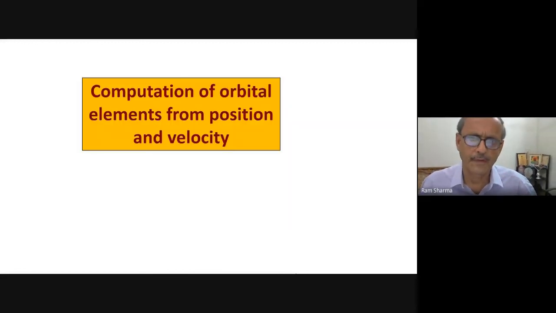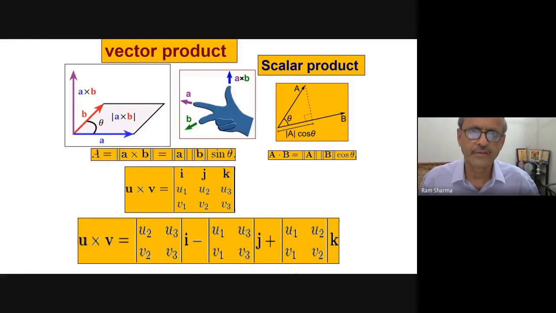So, computation of orbital elements from position and velocity. Now see, this is vector. In this, the only thing you will use is the vector product and scalar product, and we know the vector product and scalar product. So this is for the convenience of our students. I have just kept this.